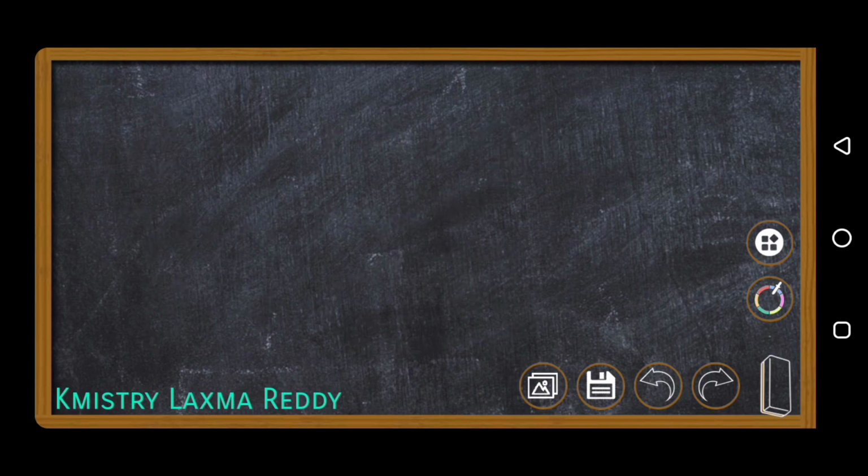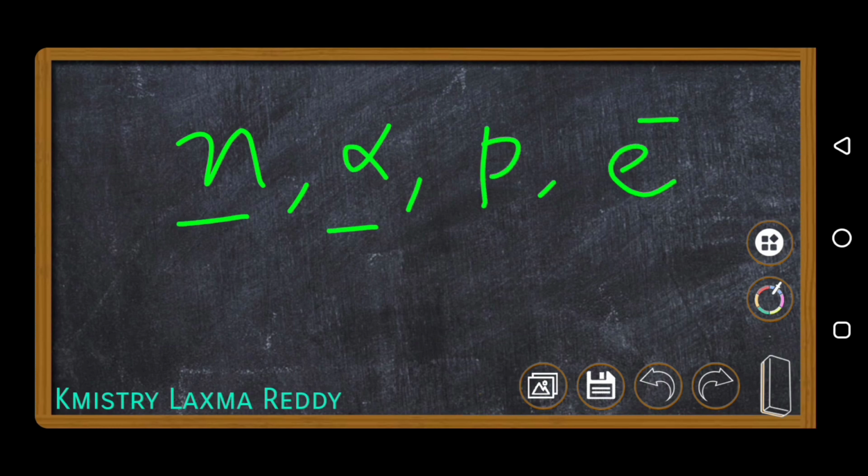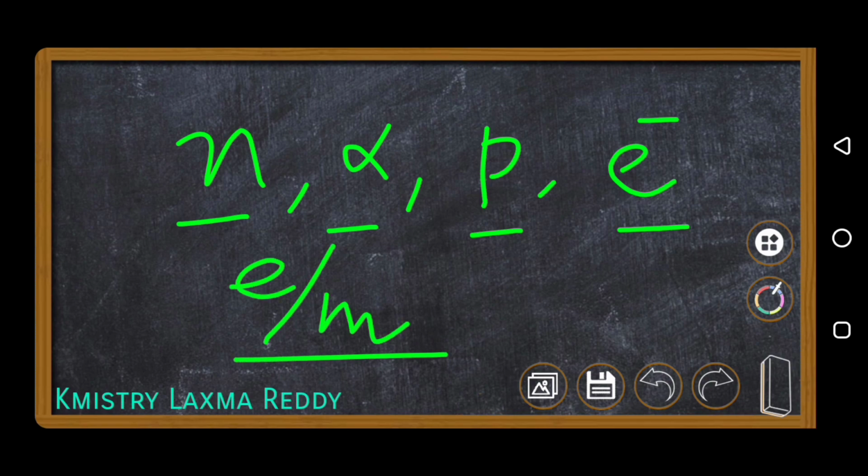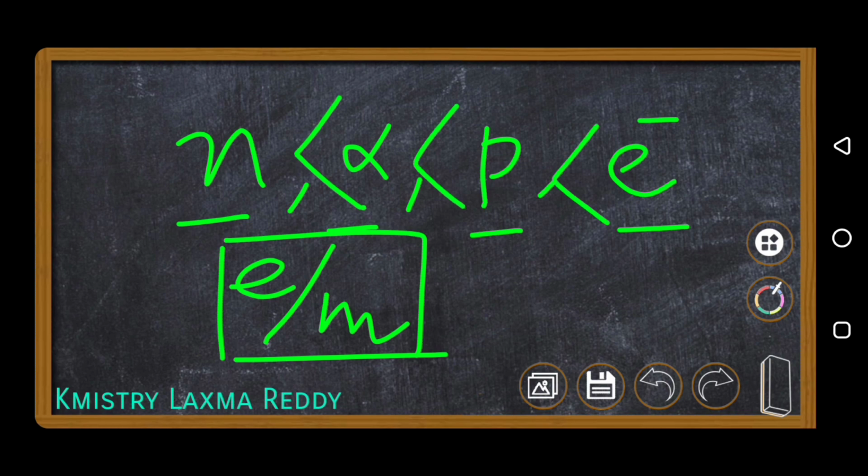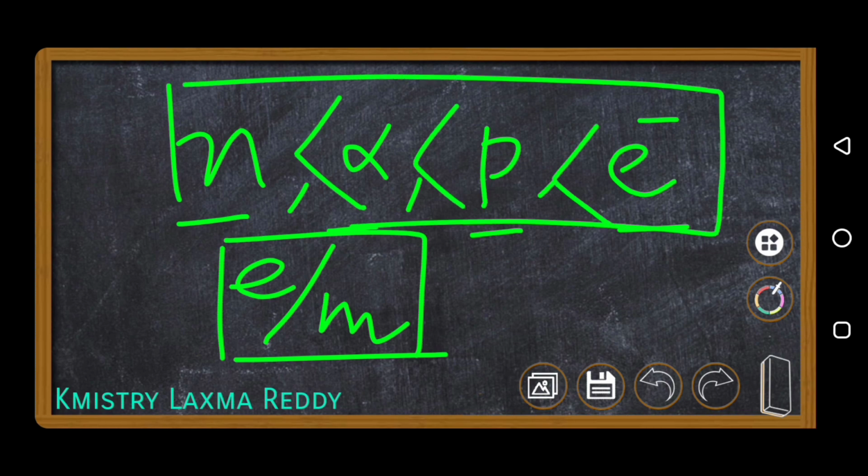And one regular question you will generally get is N, alpha, P and E: neutron, alpha particle, proton and electron, in order of e by m, charge to mass ratio. So this is the order. It was a question asked once in IIT. If you see any book, you will face this question. Neutron, alpha particle, proton and electron. This is e by m.